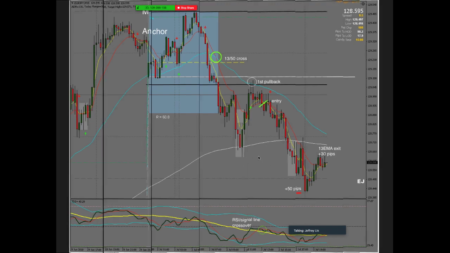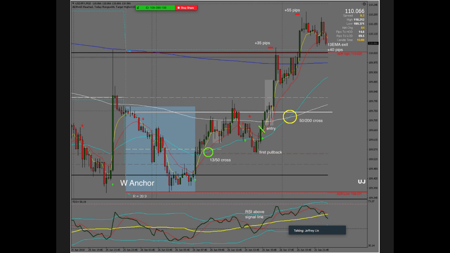All right, next example that we have. This is an example where there's also a 5200 cross, which makes it a stronger trade. If you happen to see, there's your W. This is your W anchor. It's a big wide anchor, right? There's a W within a little W, so you have a one leg and then a two leg W here, and then here's your 1350 cross. Your first pullback to the water.